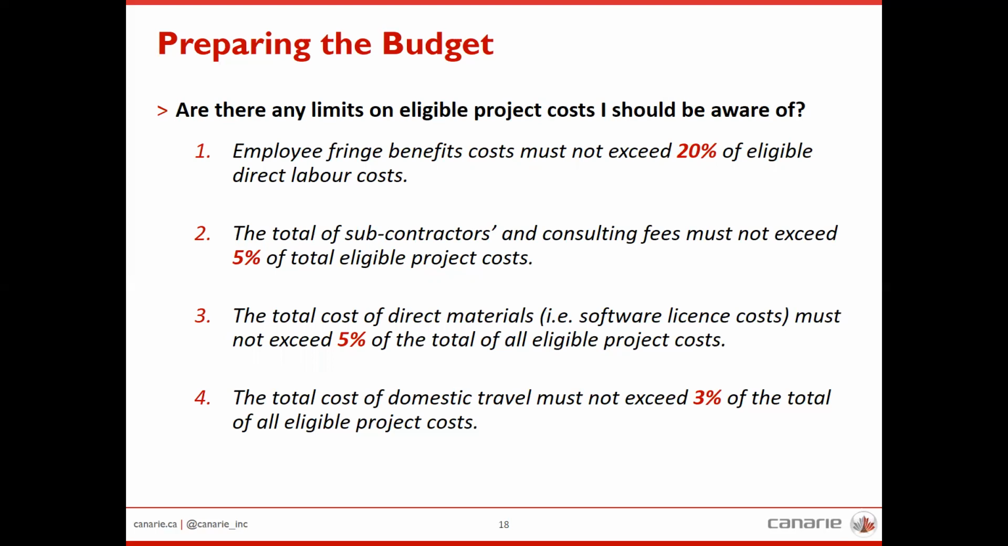The third maximum that you need to be aware of is the direct materials. So these costs, the software license costs, must not exceed 5% of the total eligible project costs. And the last maximum is on travel. Domestic travel must not exceed 3% of the total of eligible project costs. And I'd like to note that only domestic travel is eligible for funding.